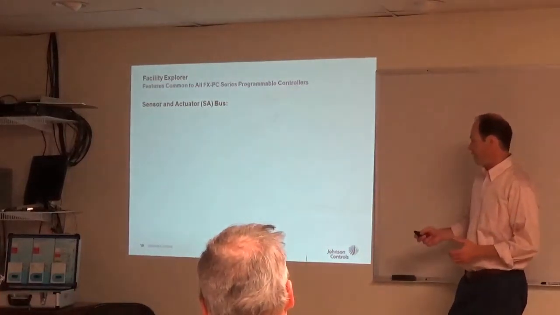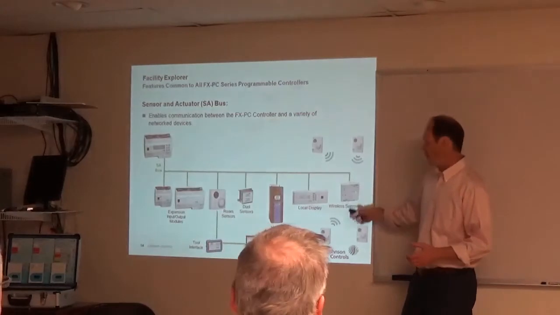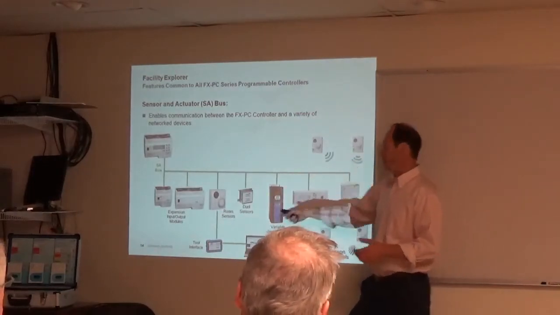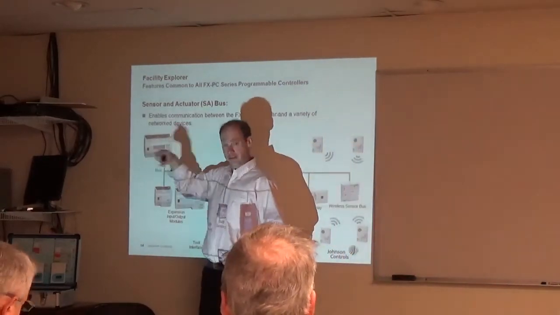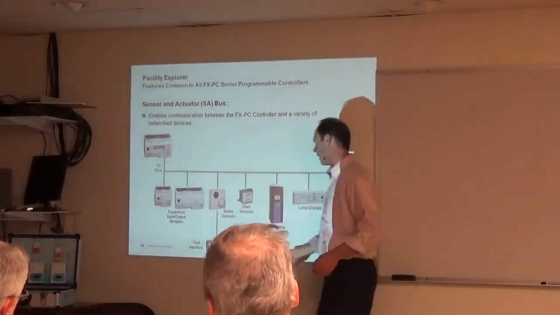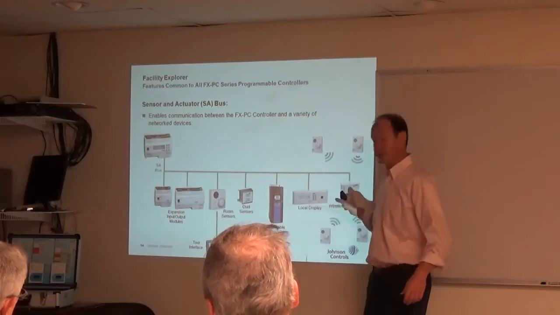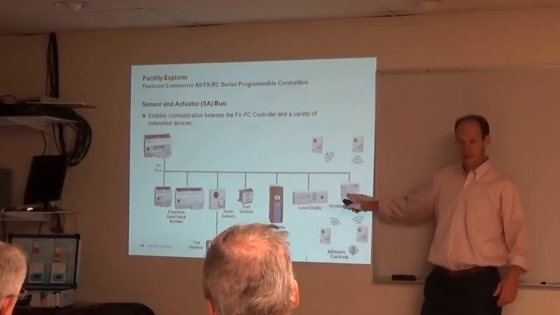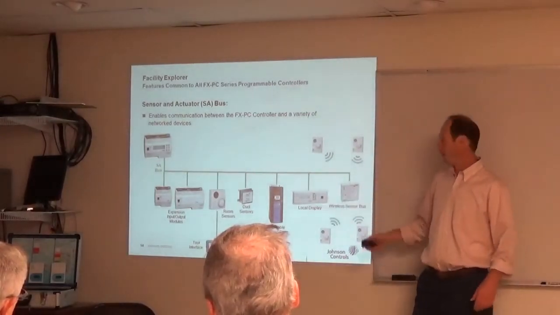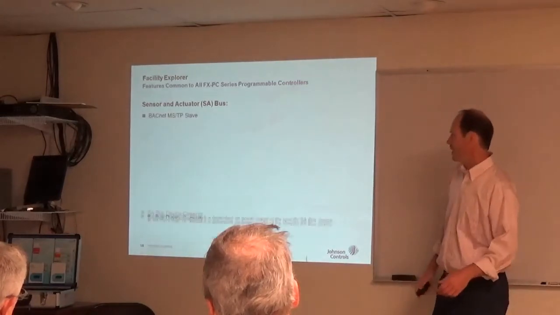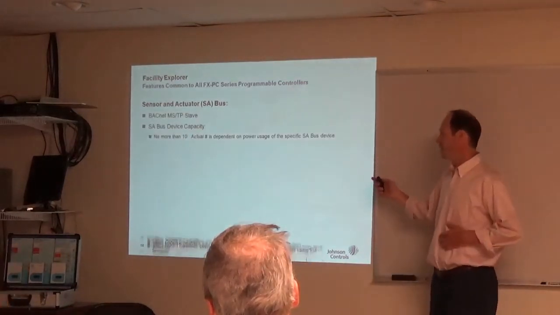So SA bus, just so you know, I can use this for just sensor wireless. I'm still using communication from device to device. I'm still using my daisy chain from device to device. I can just use a wireless sensor bus if I put that WRZ7860 device here. Cool? All right. Sensor actuator bus is an MSTP slave bus.